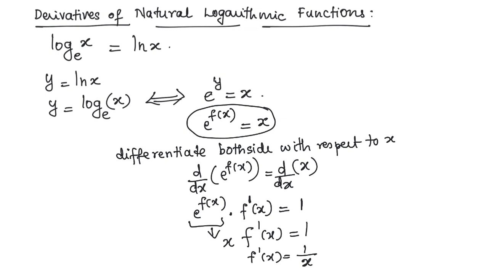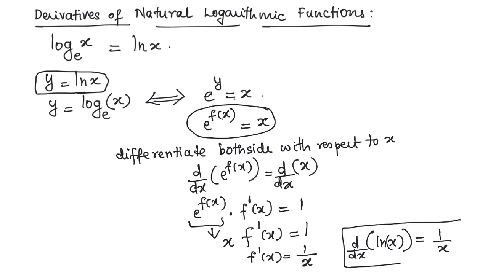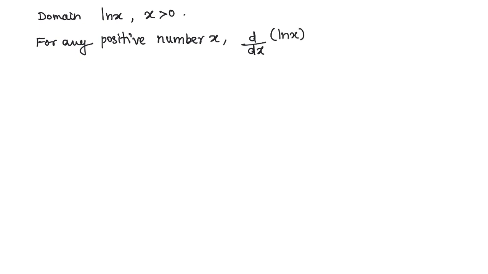So f of x is actually y. Y is ln of x. So you can say that derivative of ln of x is 1 over x. Domain of ln of x is x greater than 0. So we can say that for any positive number x, derivative of ln of x equal 1 over x.